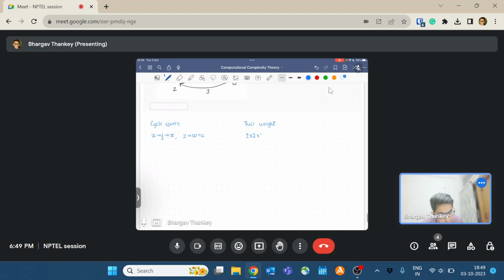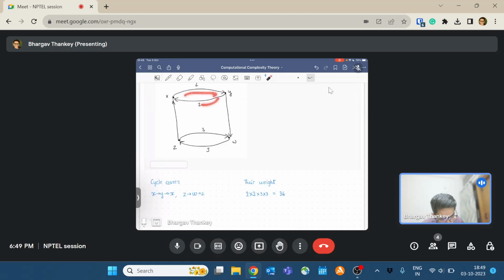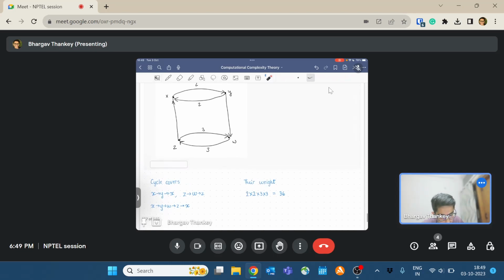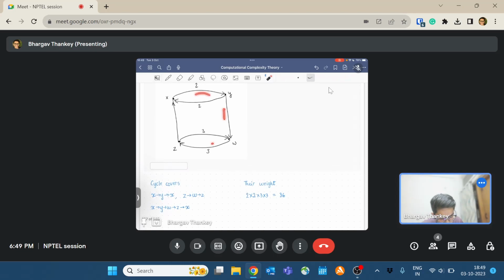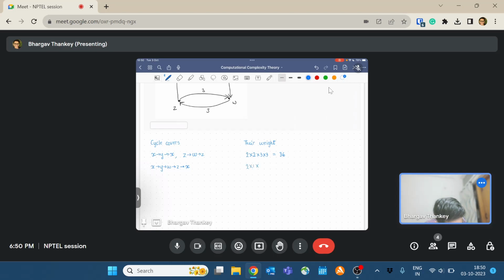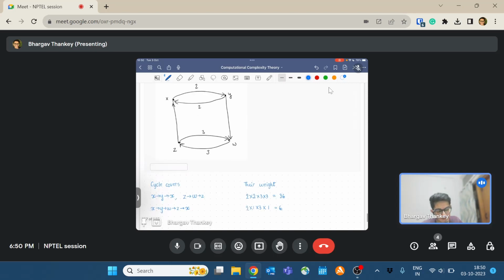So we took this edge and then this edge back, but we have an option of taking this edge as well. That would give us one more cycle cover: X to Y, Y to W, W to Z, and Z to X. And what is the weight of this cycle cover? It's 2 times 1 times 3 times 1, and this is 6.